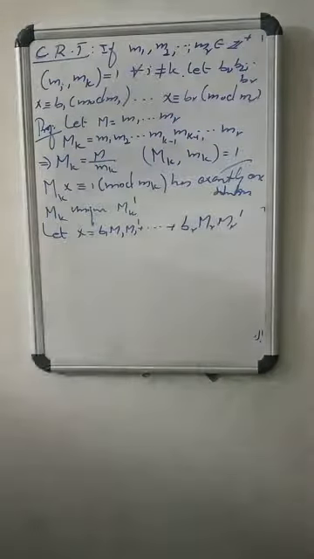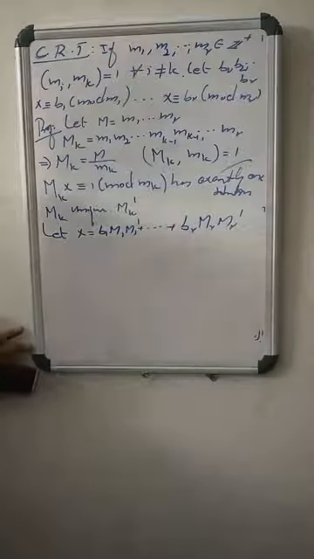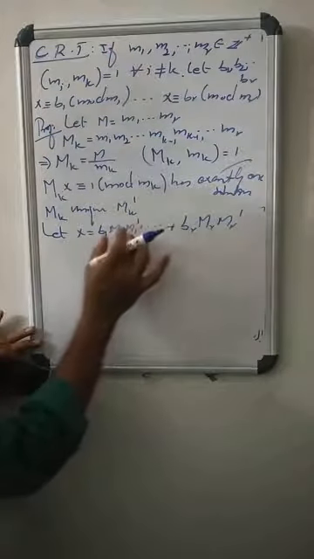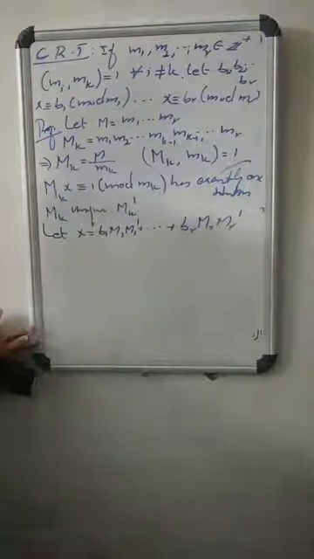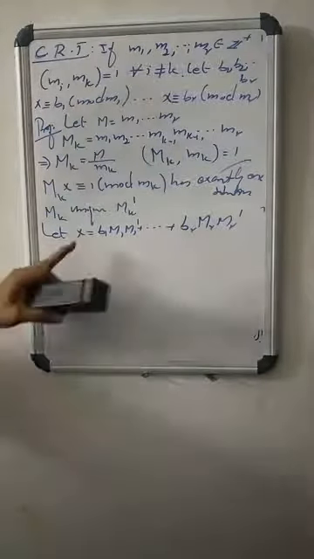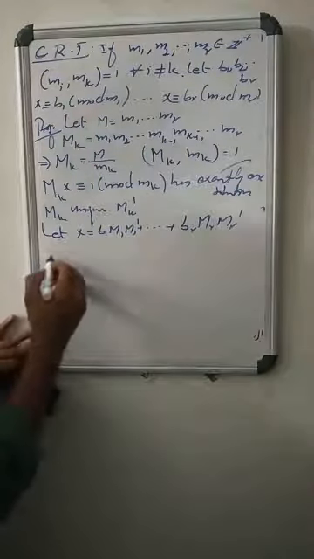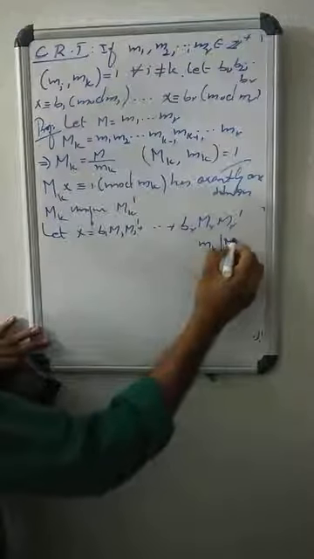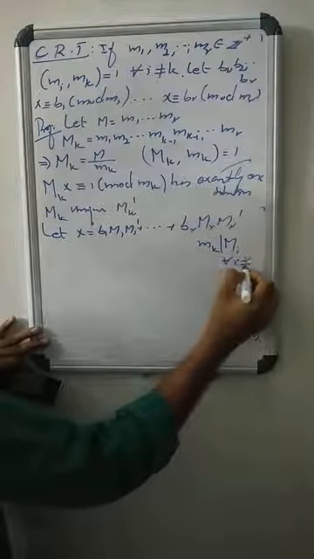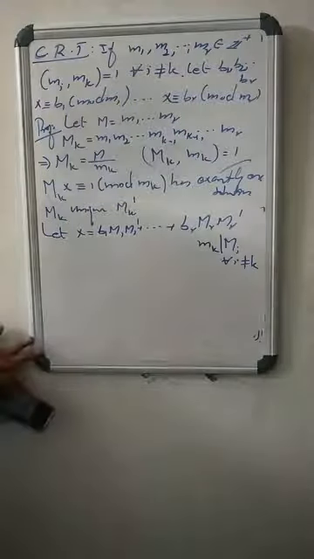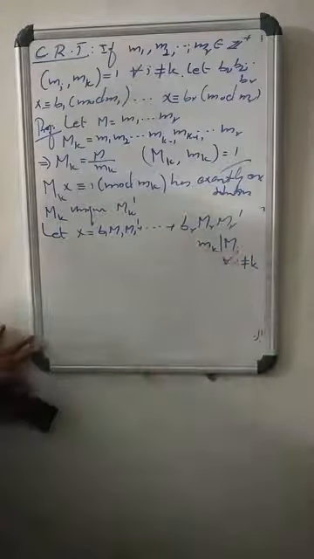Let x = b1 M1 M1 dash + etc. + br Mr Mr dash. Consider each term modulo mk: b1 M1 M1 dash, b2 M2 M2 dash, etc., br Mr Mr dash. Then what is Mi? mk divides Mi for all i different from k.